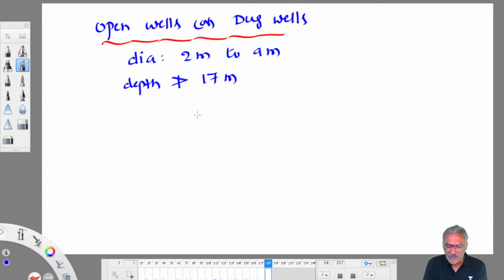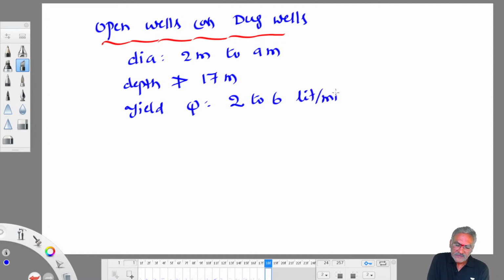So depth is limited to 17 meters. Up to 17 meters you can go. So diameter is normally 2 meters to 9 meters. Then yield is also limited. Yield means discharge. Discharge is limited to 2 to 6 liters per minute. So it taps only the top water bearing strata, the top aquifer only, or at most the next aquifer.